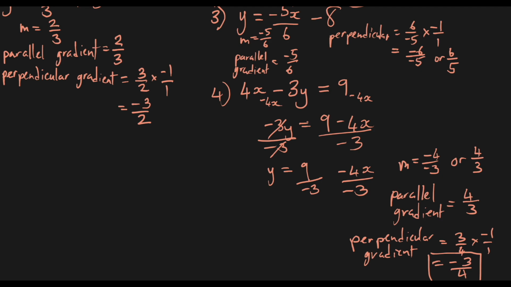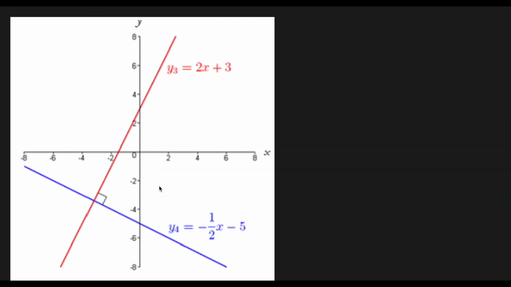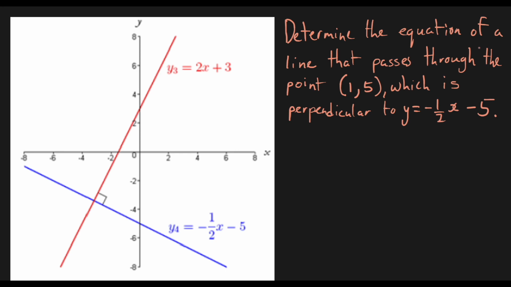Yes. Nice. Alright, so let me see where this passes through. Let's try it like this. So what we need to do is determine the equation of a line that passes through the point 1, 5, which is perpendicular to y equal -½ x minus 5. Now, if we're trying to find that line, we must end up with a line that is in this form, y is equal to mx plus c.